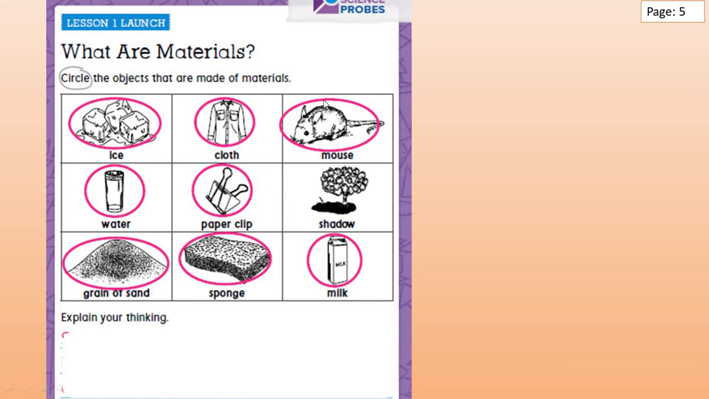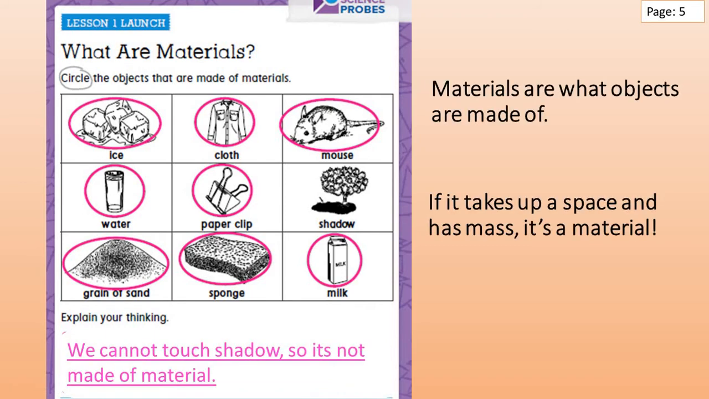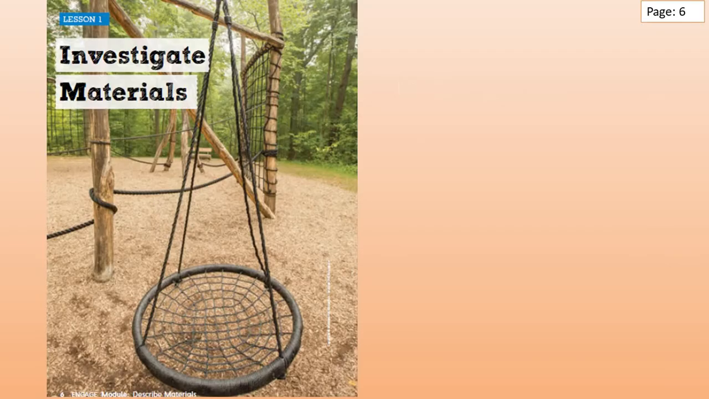So, please circle all of these objects that are made of material like this. Again, page number 5. And please, grade 2, be sure to write this in your book. We cannot touch shadow, so it's not made of material. Stop the video, write this in your book, and then when you finish, replay again. Let's see the next page.